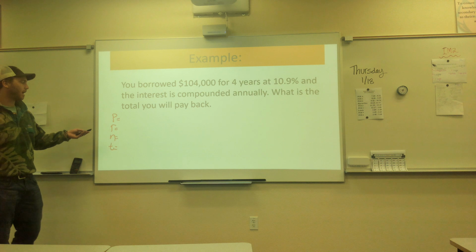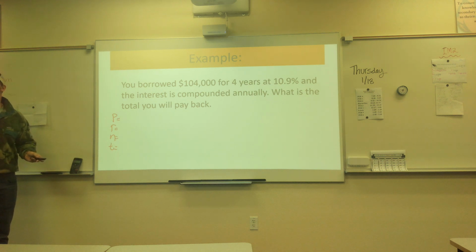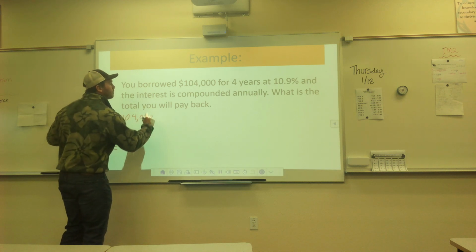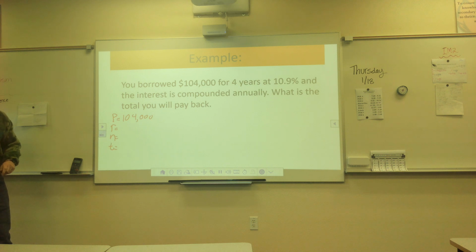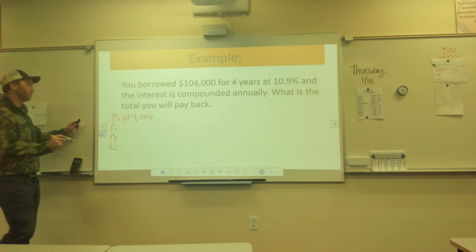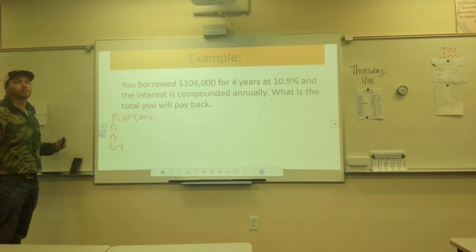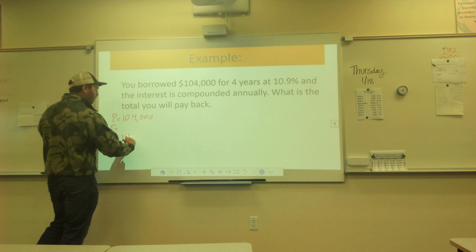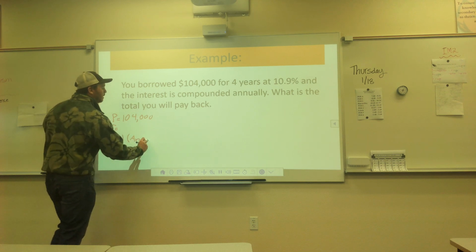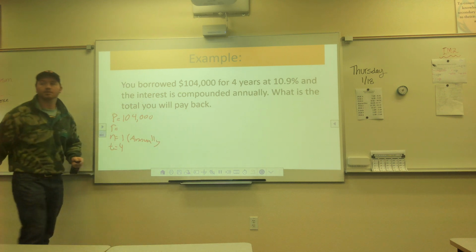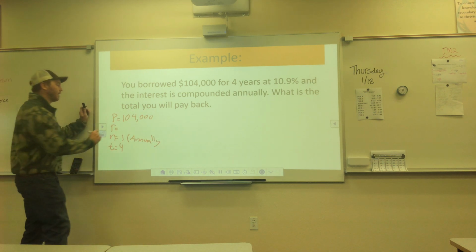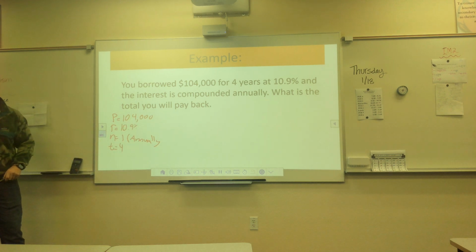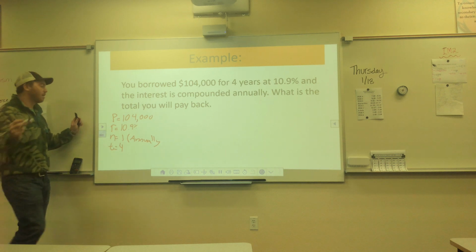Did anyone catch any of these in that reading? P? What was P? What else did we catch? T is 4. 4 years. N is 1, because it said annually. I'm just going to write that in parentheses right here. I'm not multiplying by annually, but it's a quick reminder. Anything else? R is 10.9%. Can I leave it at 10.9%? No, it would go to 0.109.